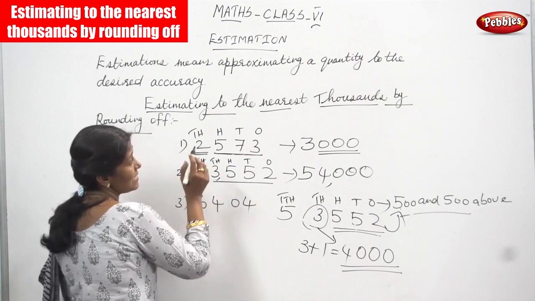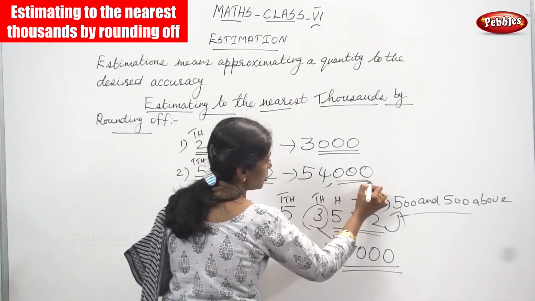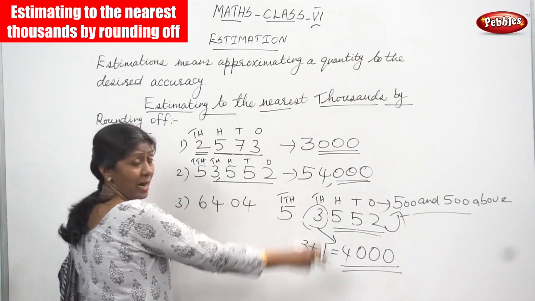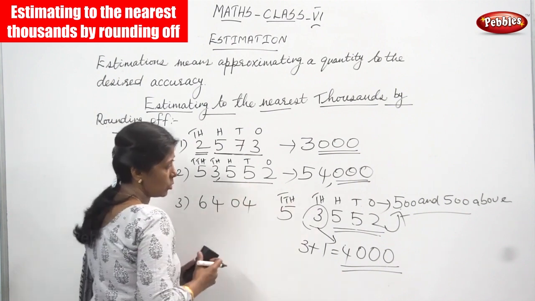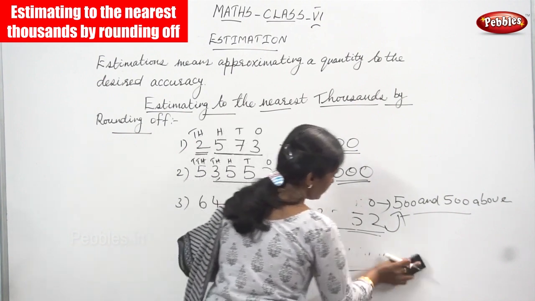So what is this? Nearest 1,000. Nearest 1,000 means the last 3 digits become 0. So 53,552, the answer is 54,000. I think you understand the second sum. Now we are moving on to the third sum.